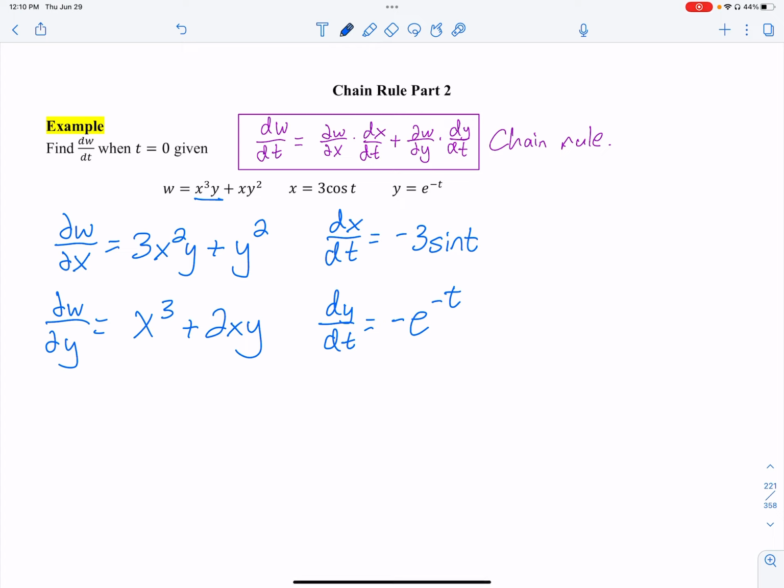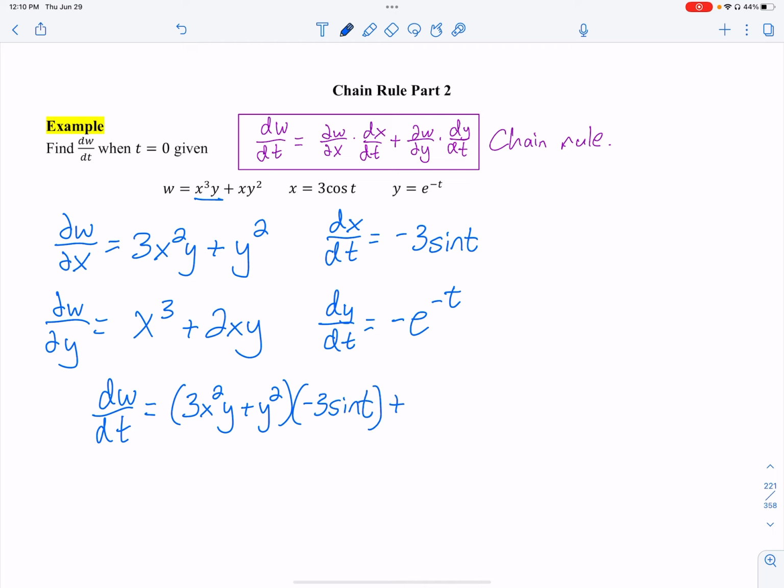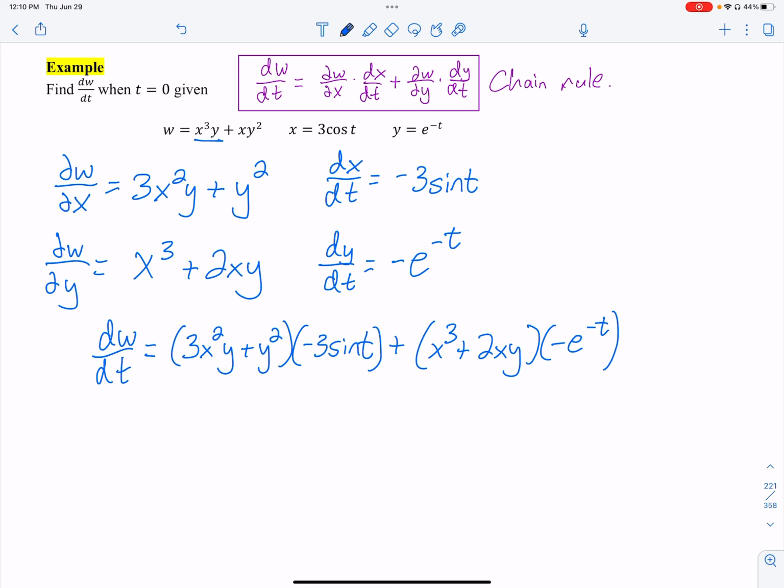All right? To find my dW/dt, I follow my formula. All right, I got 3x squared y plus y squared times negative 3 sine t, plus x cubed plus 2xy times negative e to the negative t. Now, normally we would go back and plug in everywhere there's an x, I'd put that 3 cosine t, and everywhere there's a y, I would put e to the negative t, but we're really just finding dW/dt when t is equal to, they told us, 0.